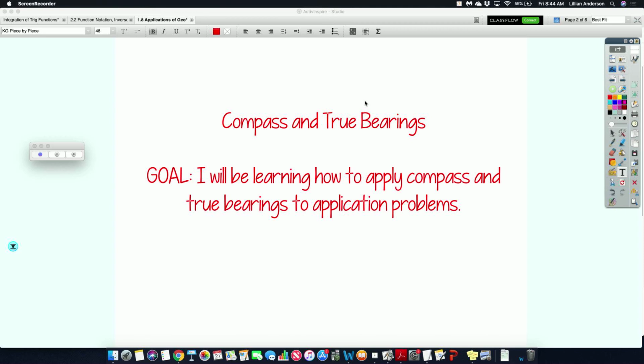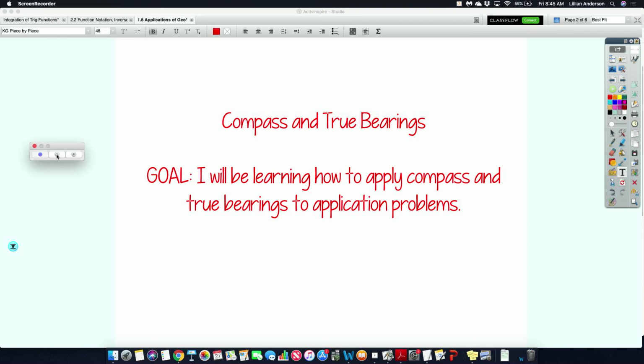Going to be talking about compass and true bearings. You guys are going to learn how to apply compass bearings and true bearings to application problems. Now, this probably would have been better right after we did laws of sines and cosines and we looked at some of those application problems, but it still falls under the geometry and trigonometry unit as a whole, and so we're going to talk about those today.